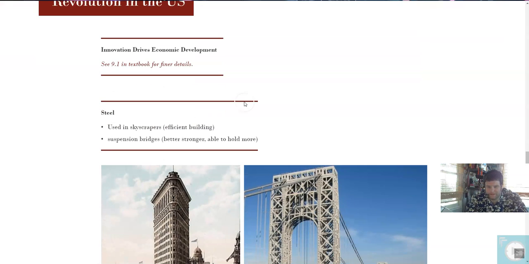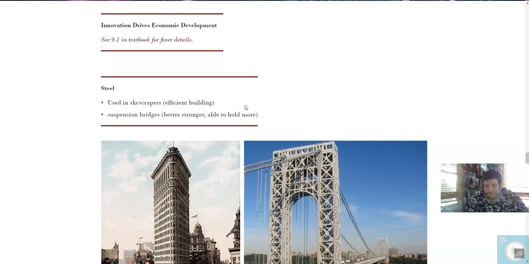But to start with steel, steel was used in skyscrapers. By refining iron and making it stronger, removing the impurities, we could make stronger things like skyscrapers and suspension bridges. One thing that's worth noting, the Bessemer process is the procedure used to make steel stronger. That is one of your key terms, so keep that in mind.